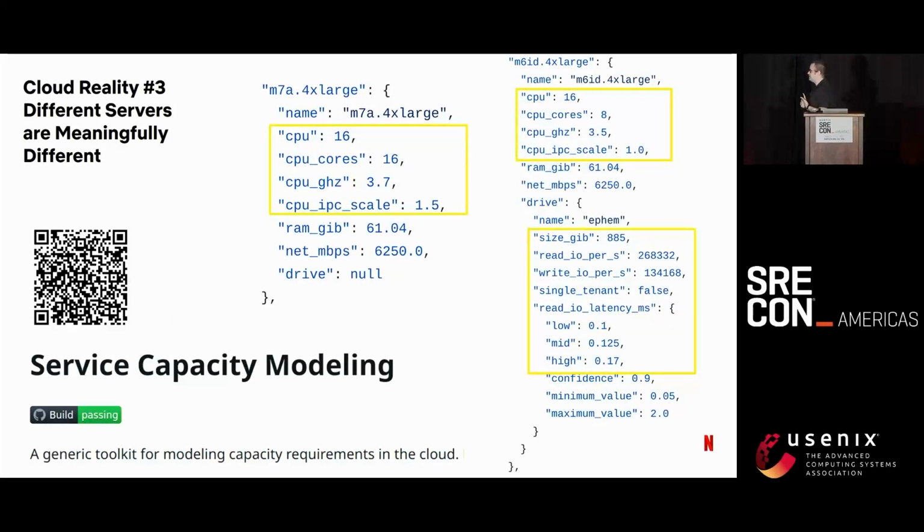And this leads us to cloud reality number 3, which is when you're trying to be flexible between computers, unfortunately, different servers are meaningfully different, and they affect your performance in different ways. So at Netflix, we have this capacity planning library, the service capacity modeling library, which allows us to understand at a very concrete level the differences between these servers. For example, here we can see that the M7A 4xlarge has 16 physical cores compared to the M6ID 4xlarge, which only has 8 physical cores. And as we'll see in a moment, this meaningfully affects your buffer calculations.